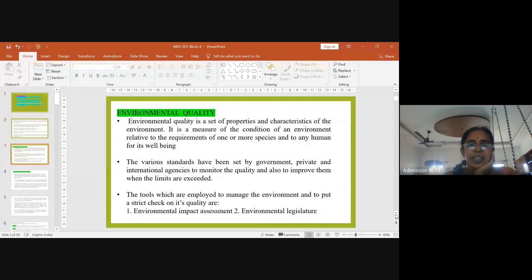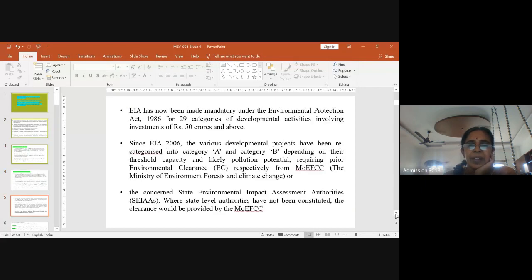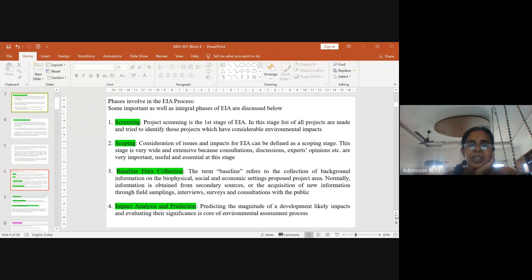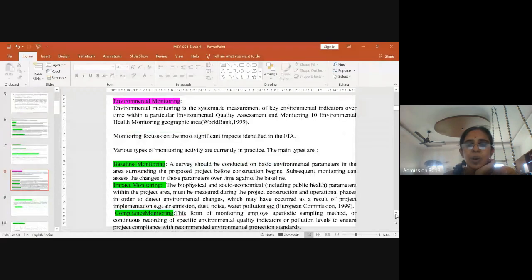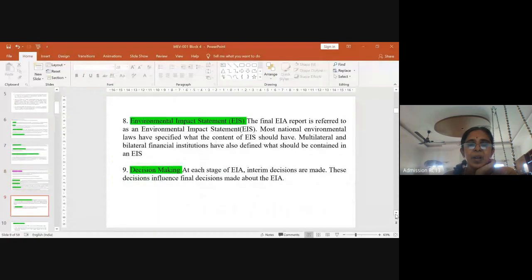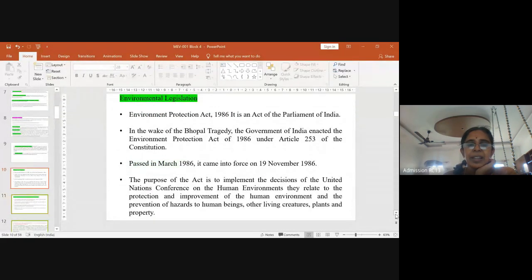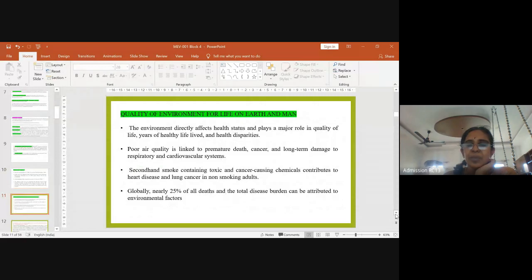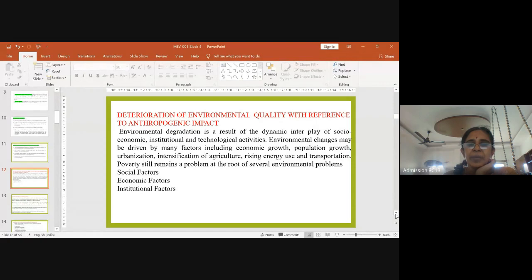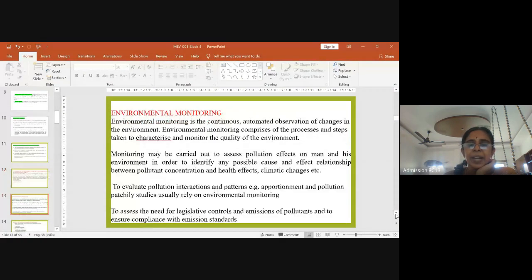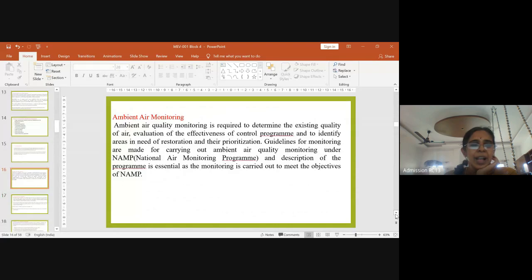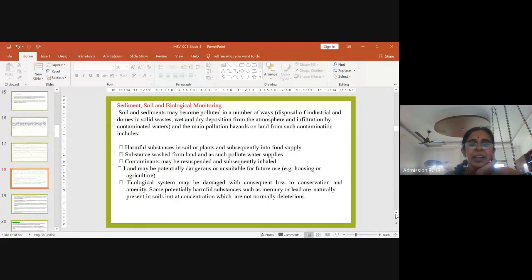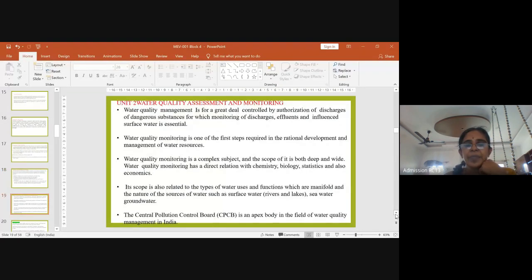So in this we have studied the environmental quality, EIA, environmental impact assessment, the phases which are involved in the environmental impact assessment, then environmental monitoring. You have 3 types of environmental monitoring. Then the environmental legislation, quality of environment for life on earth and man, deterioration of environmental quality with reference to anthropogenic impact, environmental monitoring, steps in the design of program, types of monitoring, ambient air monitoring, environmental water monitoring, sediment, soil, and biological monitoring.